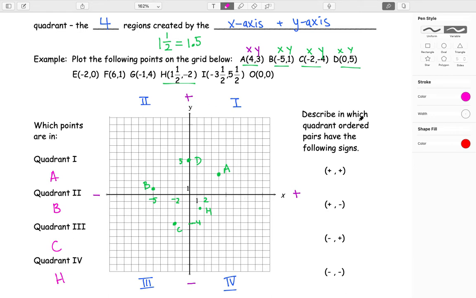Okay. Now, describe which quadrant ordered pairs have the following signs. If it's positive and positive, we're going to the right and going up, so this must be in quadrant 1. If the x value is positive, we're going to the right, but the y value is negative, we're going down, so it must be in quadrant 4. If x is negative, we're going to the left, and we're going up, which is positive y, so it's quadrant 2. And lastly, if we're going left and down, which is both negative, it must be in quadrant 3.